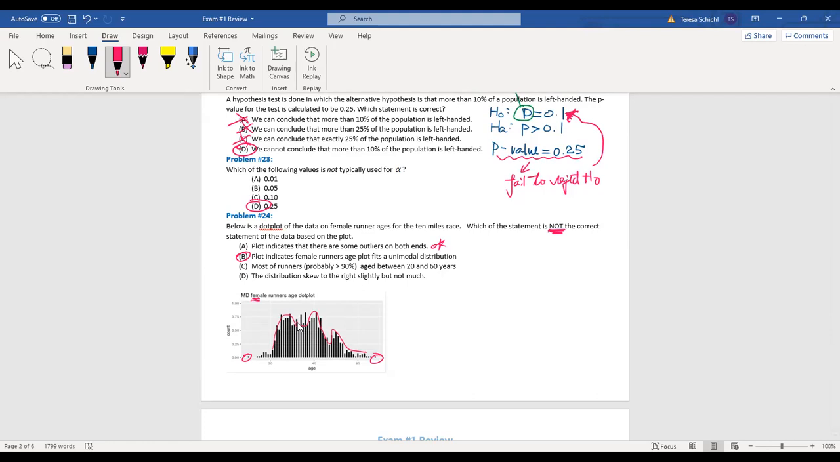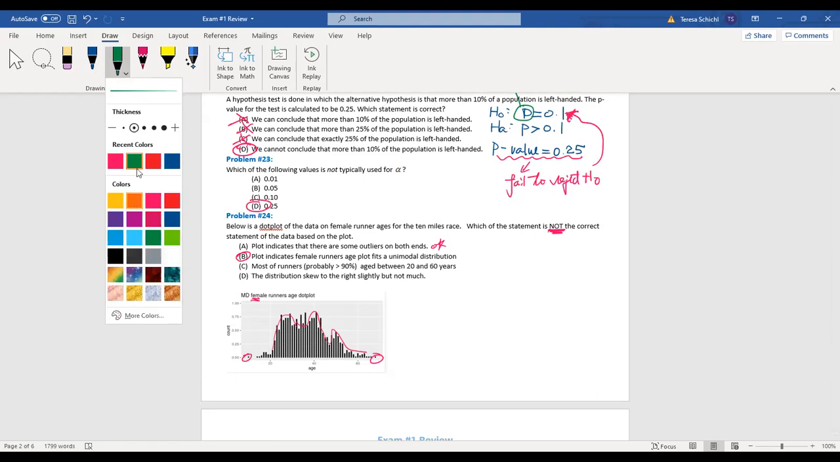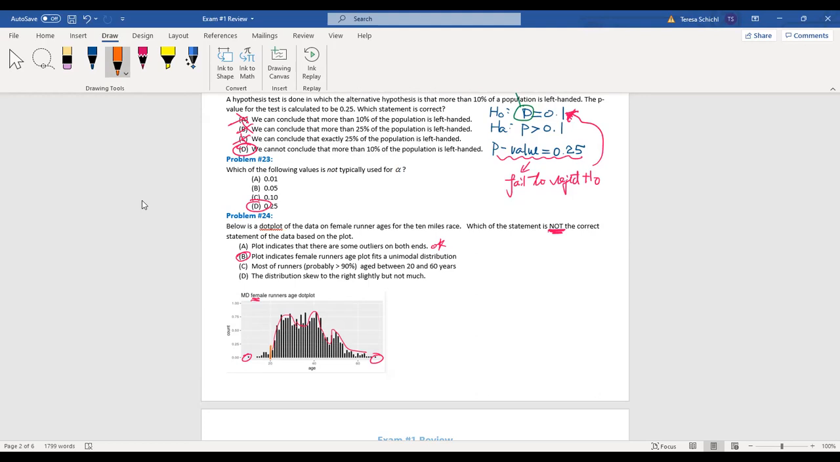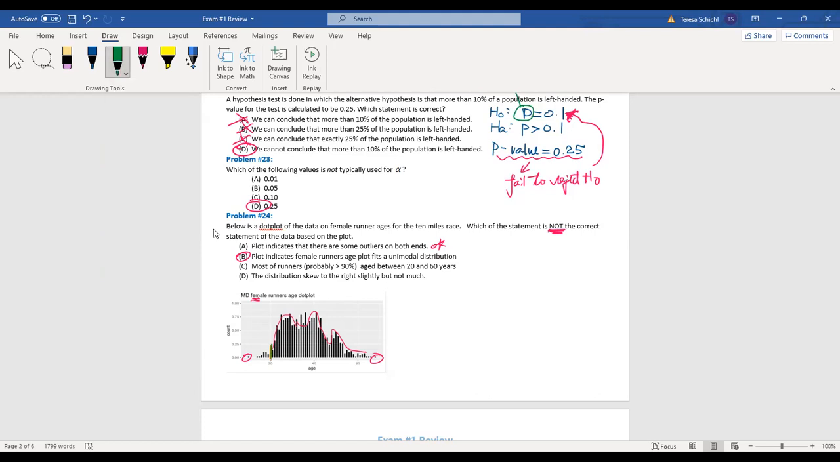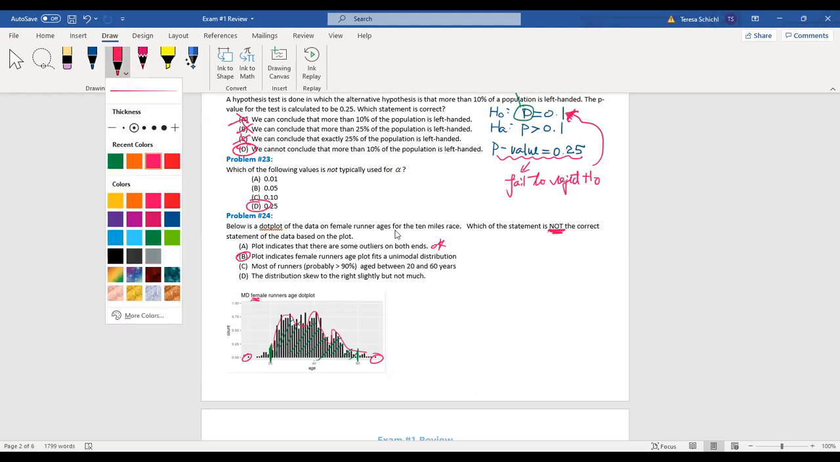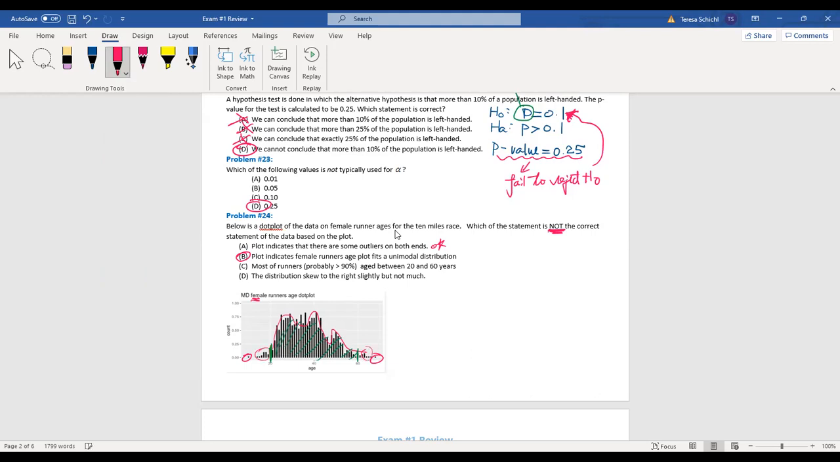Let's say most of the runners, probably more than 90%, will be between 20 and 60 years old. You look at your data here, let me get a different color, the green one. This is 20 and this is 60 years old. Most of the runners are in this range, probably greater than 90%. That is kind of true because the majority of the data is here. I have a few here and a few here. So greater than 90% is a correct statement.